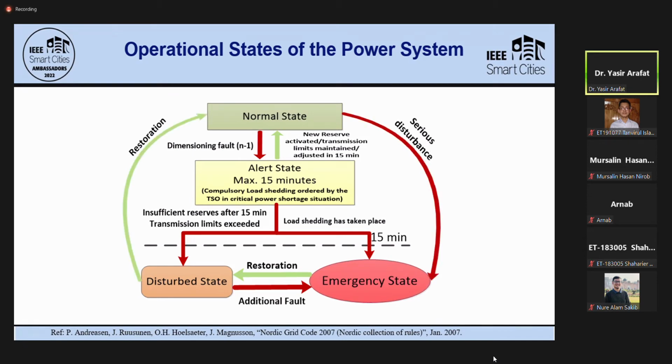Here I have shown that from the normal state, it could go to emergency state directly without going to alert state if the disturbance is a serious disturbance, if there is a major fault. And from the disturbed state, the system could be restored directly to normal state. So this is a picture of the states of the power system, and I have shown here the reference for this picture.